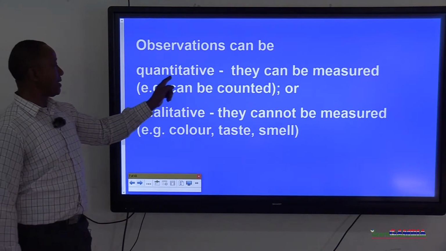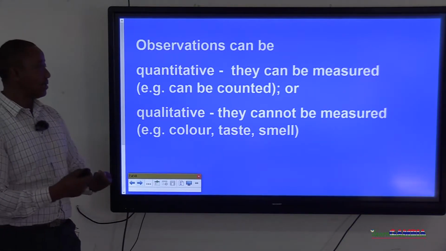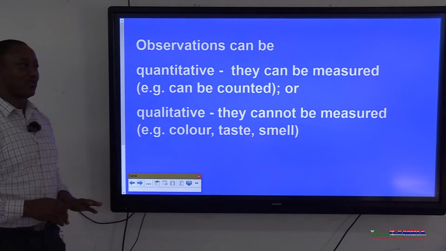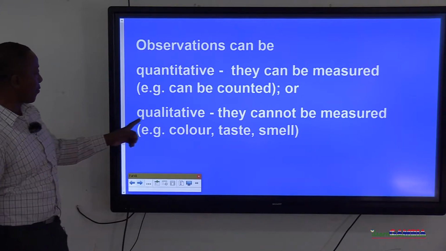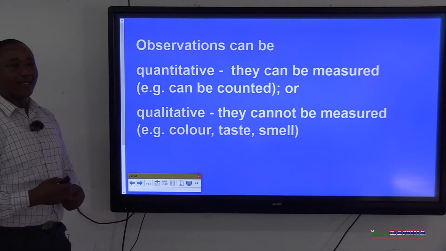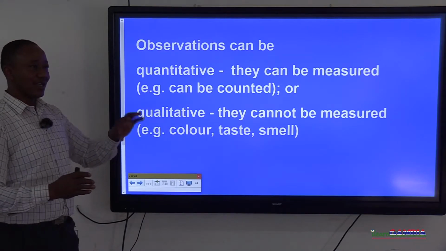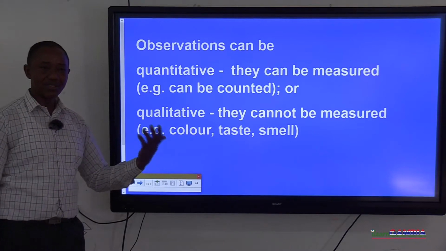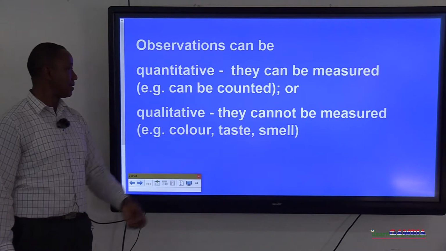Observation can be quantitative. That means you can measure them or you can count. Or qualitative. Now, these are things that cannot be measured. There's no way you can count them. But let's look at the example given for qualitative: color, taste, and smell. Now, these are things you cannot measure. You cannot say the smell of this, it is this number or that number. You can only say it is strong, it is soft, but you can't put figures to it. The same thing with color and the same with taste.